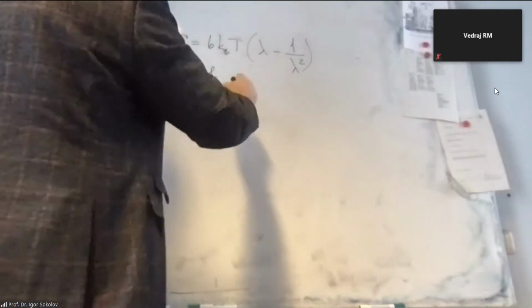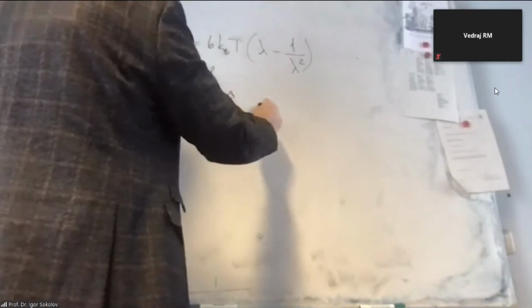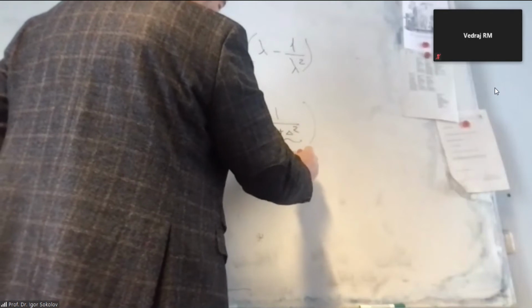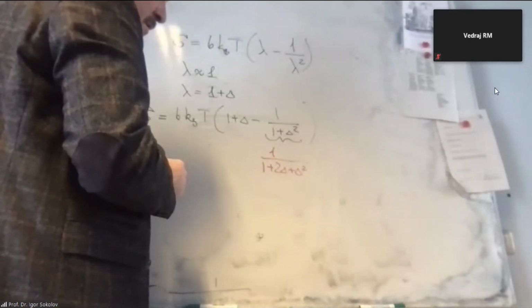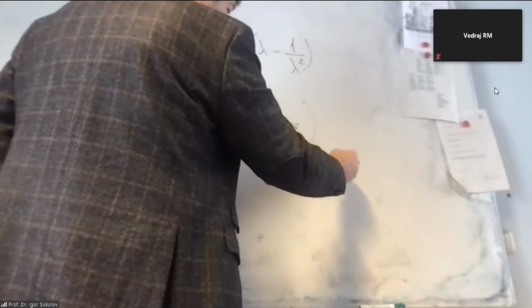And I'm looking at the linear regime for small elongations. And then I write sigma is equal b kBT (1 plus delta minus 1). And here I have (1 plus delta) squared. So what is this guy? I put it as 1 divided by 1 plus 2 times delta plus delta squared. I'm interested in linear behavior because I'm looking for the Hooke's constant of my system. I neglect this, and then I approximate this as 1 minus 2 delta.